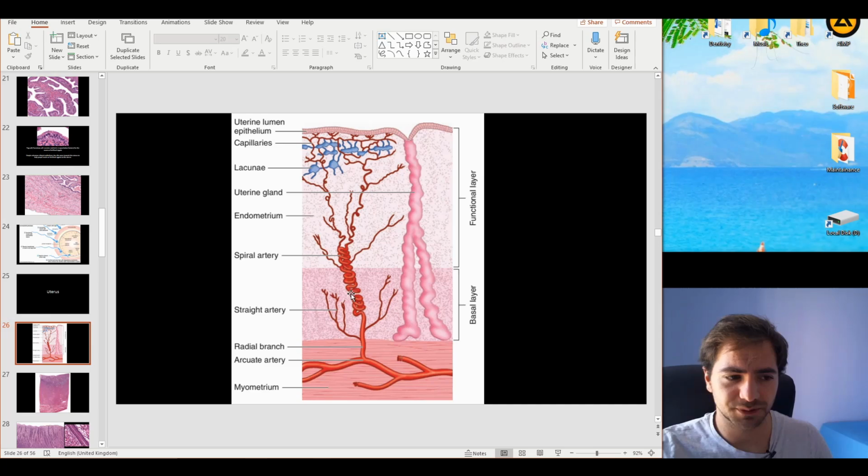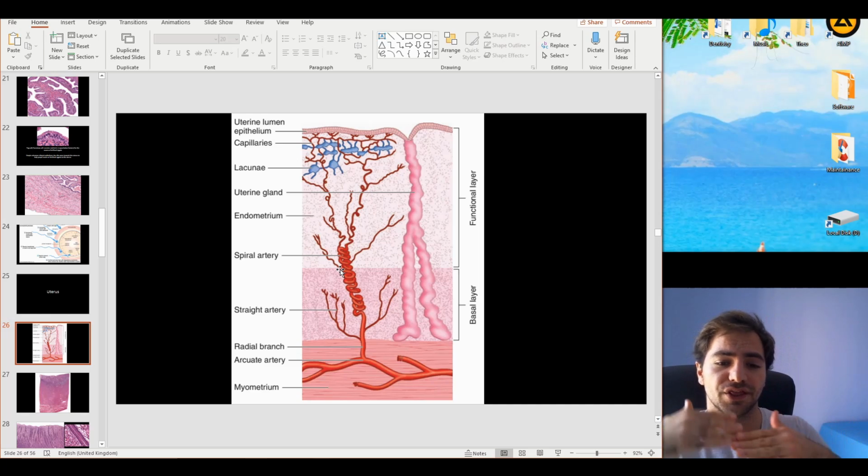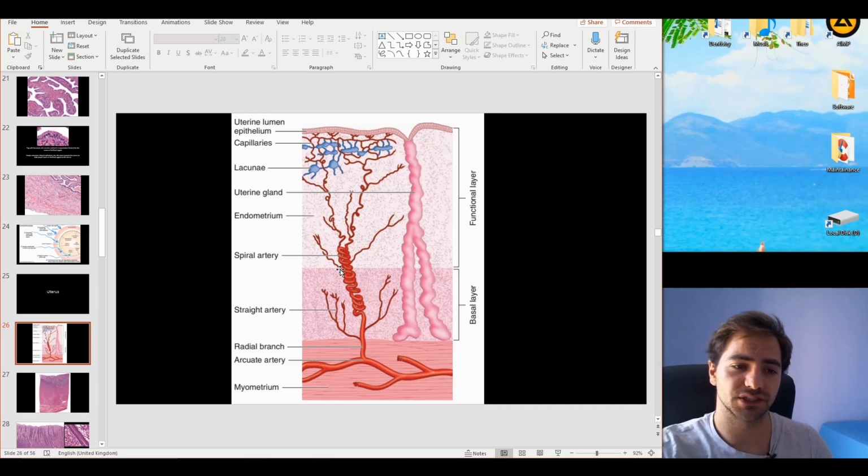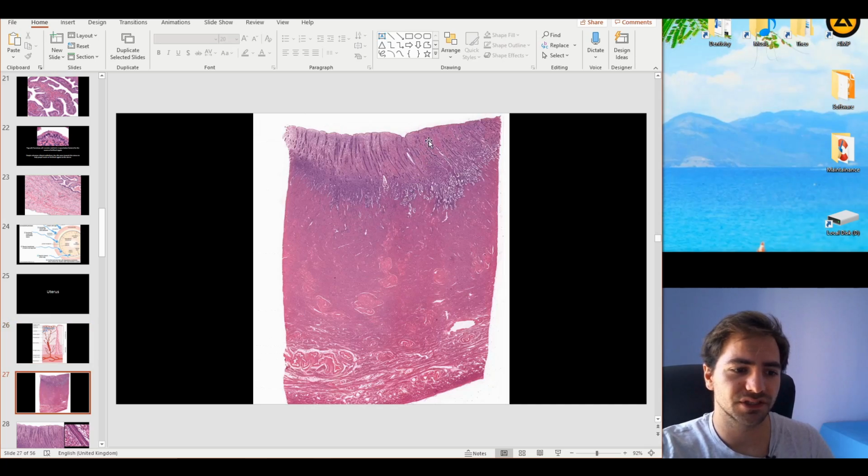Now, there is a difference between the straight arteries and spiral arteries. The spiral artery tends to penetrate the functional layer and perfuse the thickened endometrium we're going to see throughout the whole menstrual cycle. So it is important to understand that the functional layer is a highly adaptive layer that changes completely in thickness. Now these are the typical features again. The endometrium is right here, with the myometrium and perimetrium on the outermost layer.